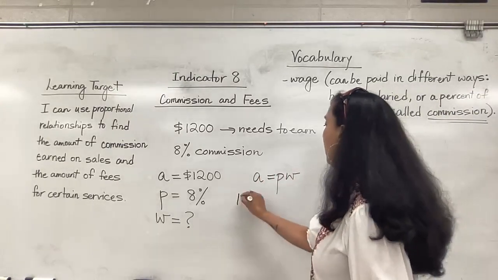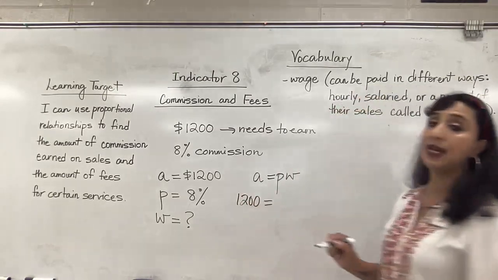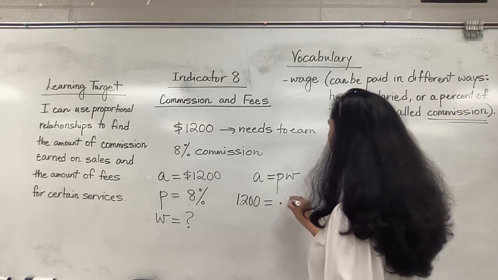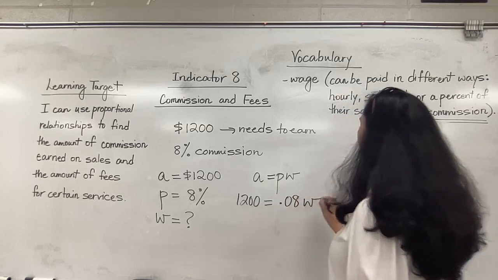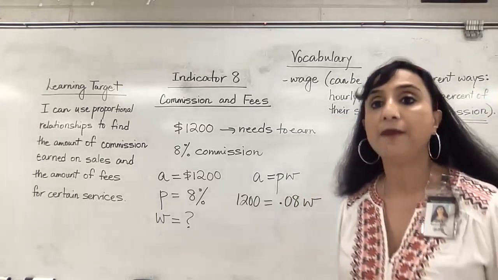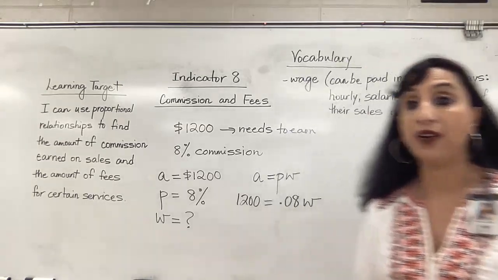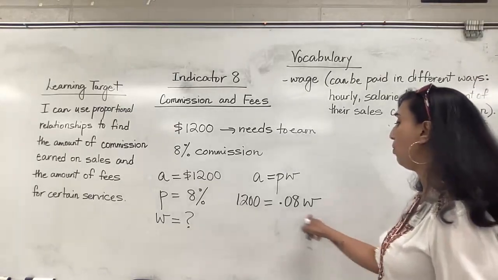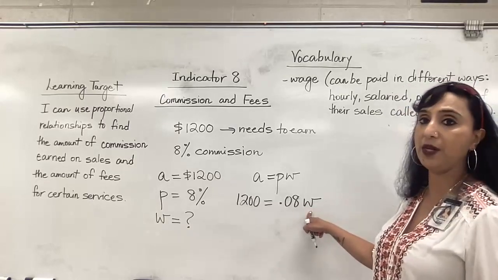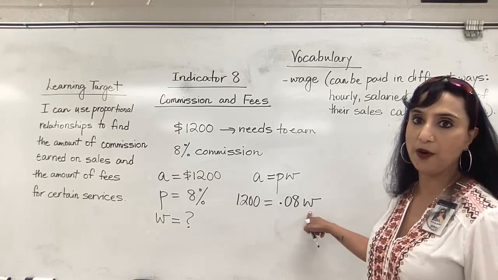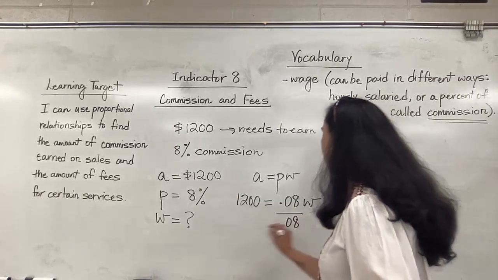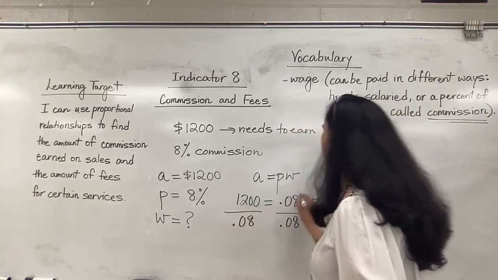I know I have A, which is 1,200. Percent is 8%, right? Which can also be written as 0.08. And we don't know what this W value is because he needs to earn 8% of the whole in order to get that 1,200, right? So now we have a one-step equation, and we can see this is a coefficient and a variable, which means multiplication, and the inverse operation of multiplication is division. So I'm going to divide both sides by 0.08. Okay, and this becomes 1.